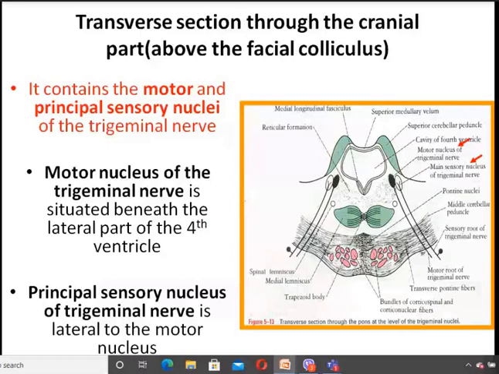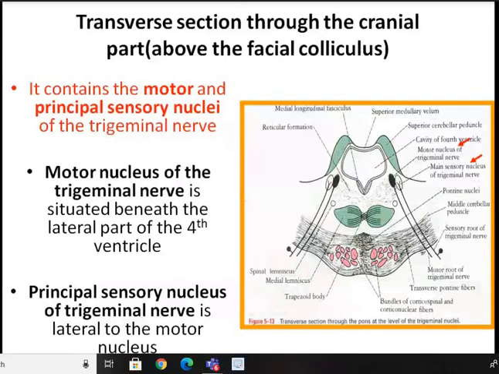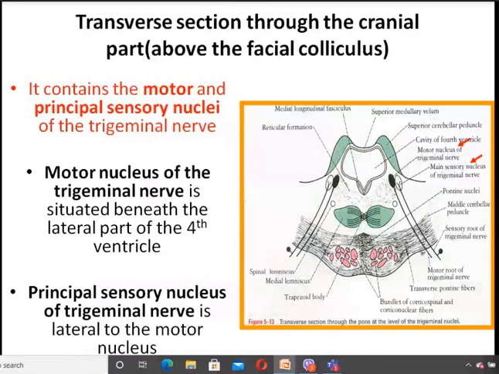So move on to the level just above the facial colliculus. In the floor of the fourth ventricle, the facial colliculus is the most bulging area. The trigeminal nerve nuclei are situated beneath the lateral part of the floor of the fourth ventricle.